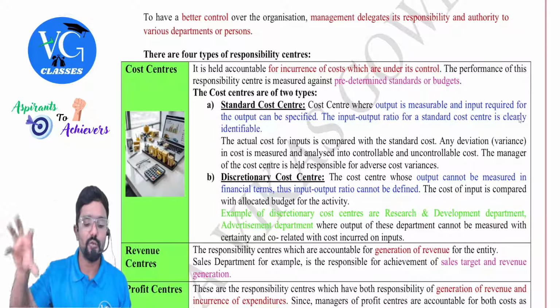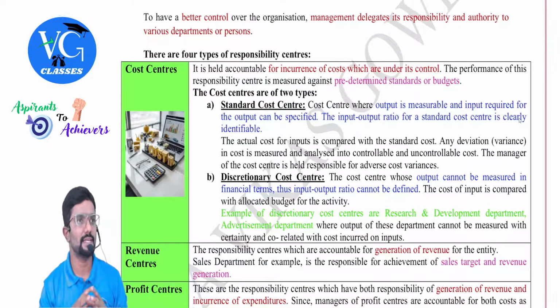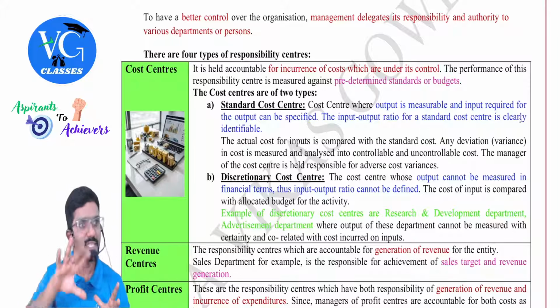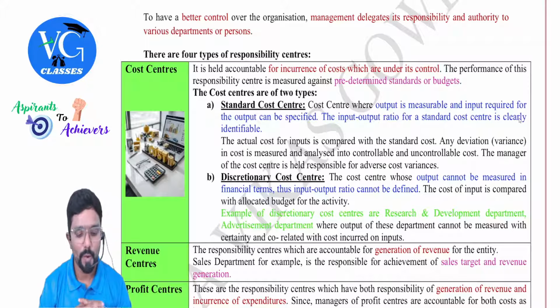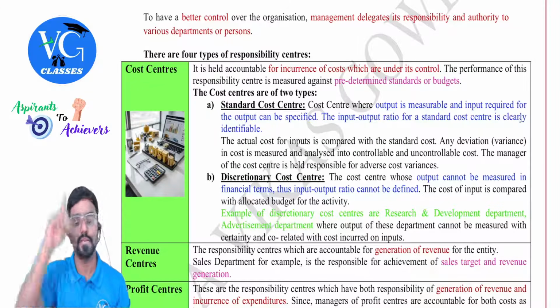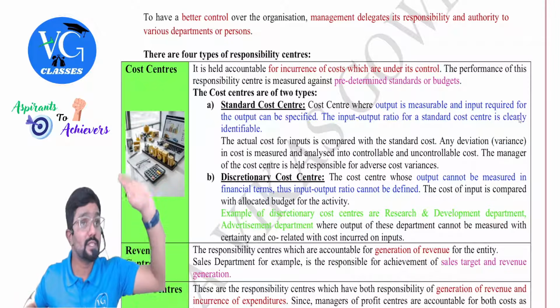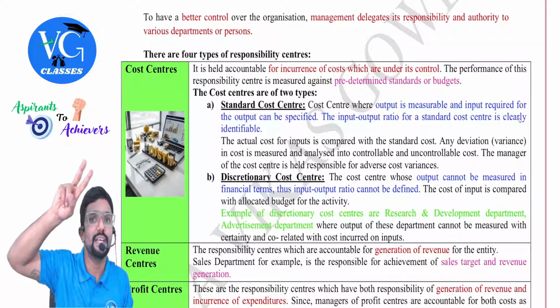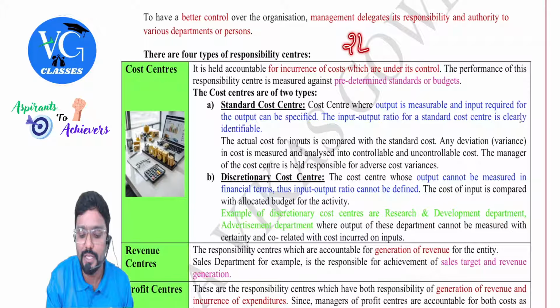Now, input outputs in a standard cost center means simple guess: I know that if I incur so much cost, this is the benefit I will get, or this will be the output. The actual cost for input is compared with the standard cost. Any deviation or variance in cost is measured and analyzed into controllable and uncontrollable. Assume in my example, the standard cost was 10 lakh, but the actual cost we incurred was 12 lakh. What is the variance? 2 lakh. In that we will identify how much is controllable and how much is uncontrollable.